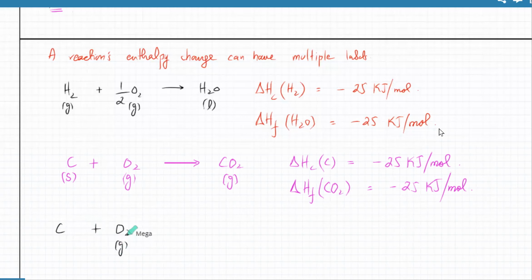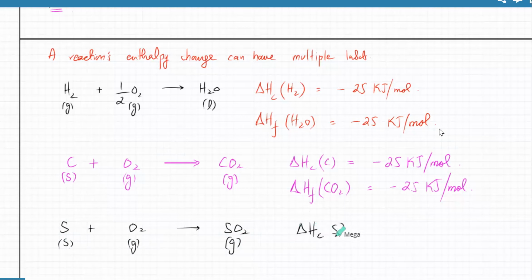For sulfur dioxide, we can do the same thing. Like this one, sulfur plus oxygen producing sulfur dioxide. So sulfur is a solid, this one is a gas at room temperature, this one is also a gas. So this one is the enthalpy of combustion of sulfur. And you can also call it the enthalpy change of formation of sulfur dioxide. So the enthalpy change could be given two different labels.